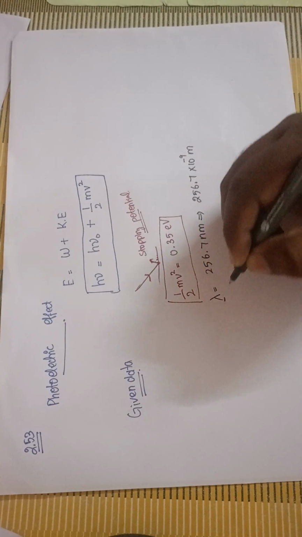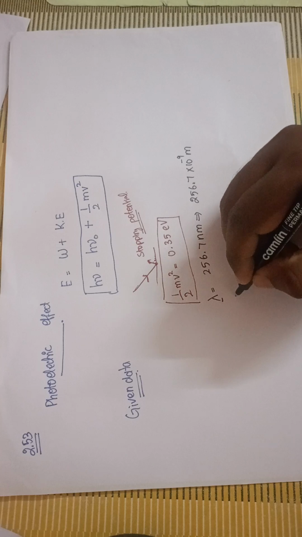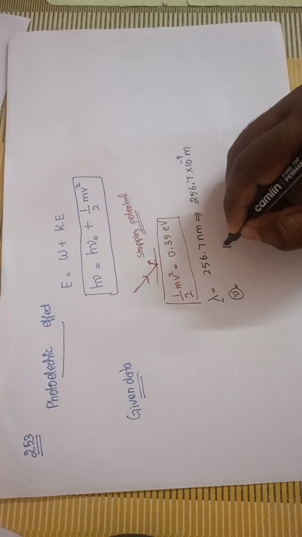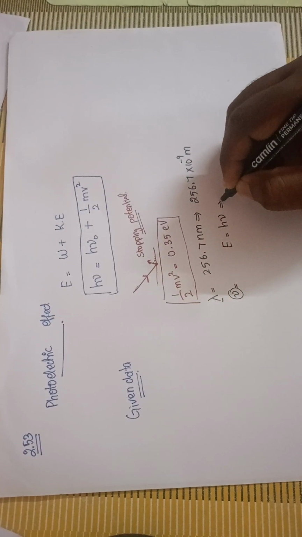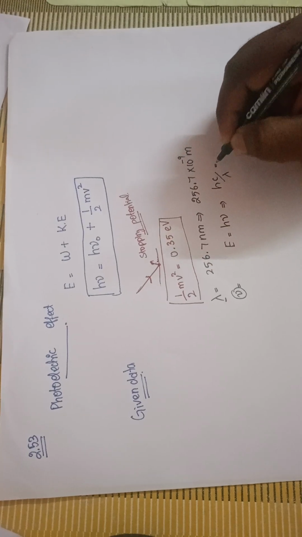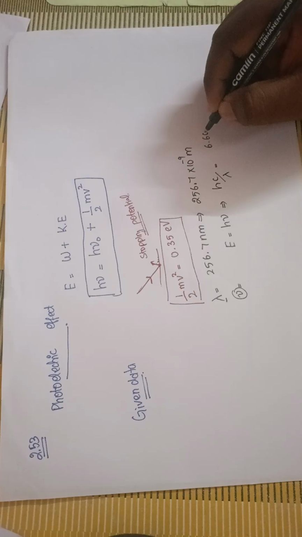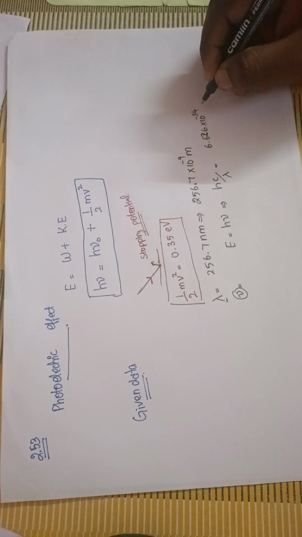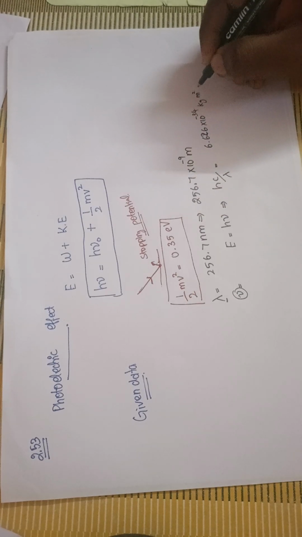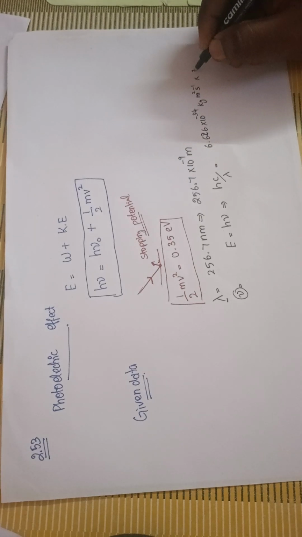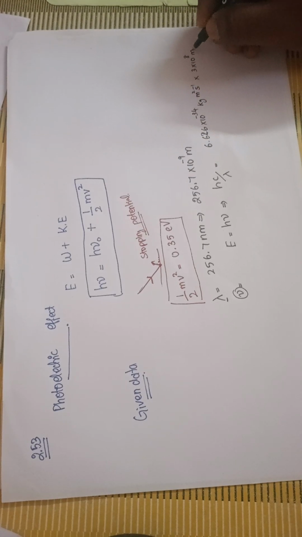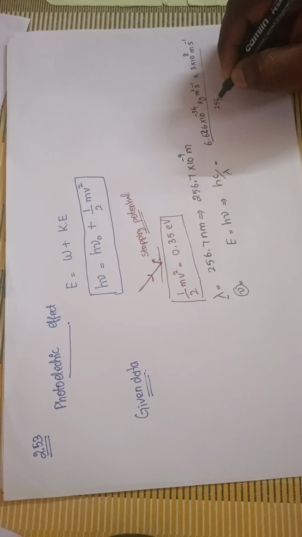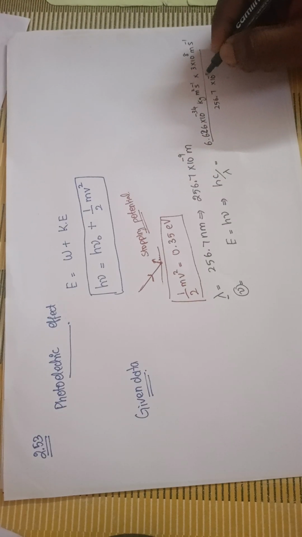So இது incident lambda, இதில் இருந்து incident frequency. So frequency வச்சு அப்படியே energy கண்டுபிடிச்சிடலாம். So E equal to h mu. Mu in terms of lambda அப்படின்னா c by lambda. h is nothing but Planck constant, 6.626 into 10 power minus 34 kilogram meter square per second, into c, velocity of light, 3 into 10 power 8 meter per second, divided by lambda value, 256.7 into 10 power minus 9 meter.